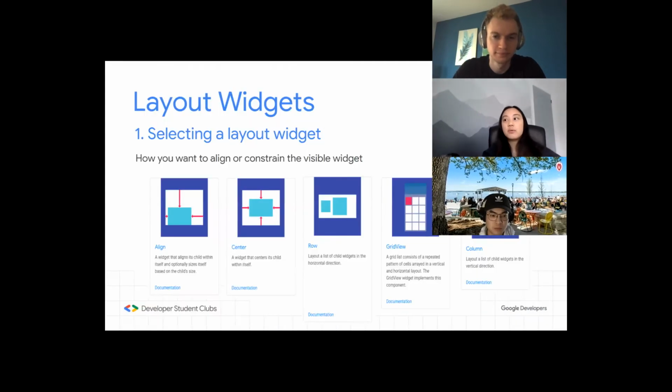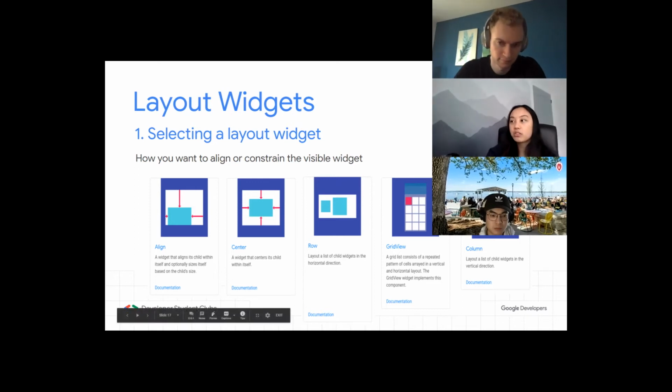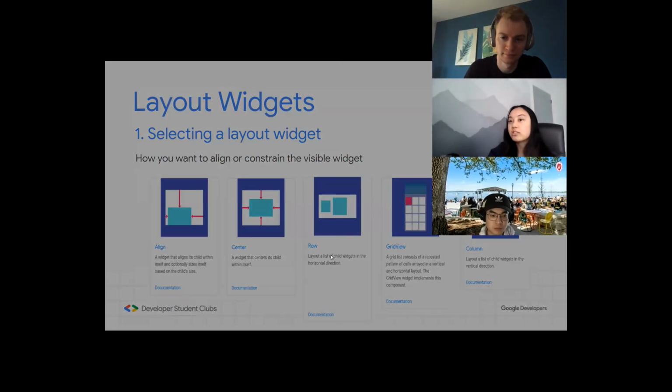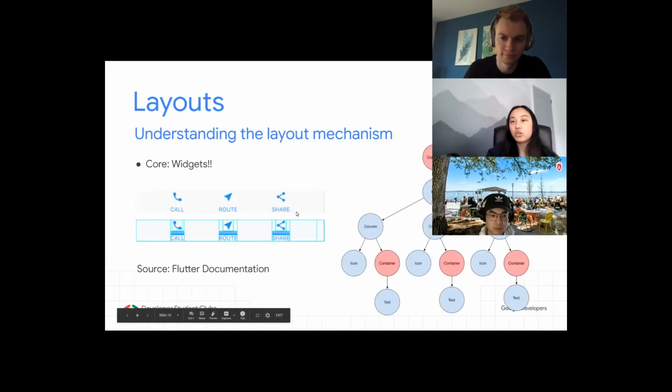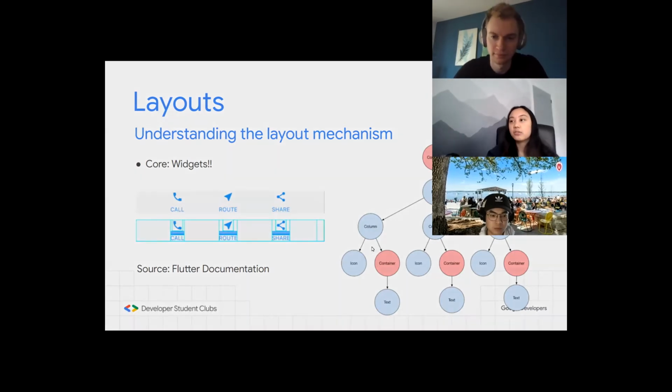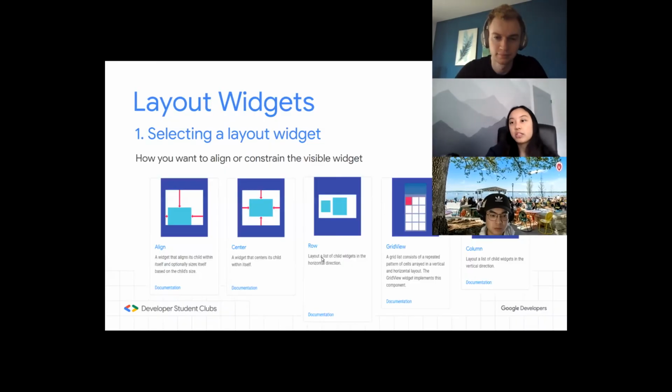So next, you would be selecting the layout widget. This is how you want to align or constrain the certain widget you have. So there are single widgets where you're only allowed to align maybe one certain widget, or there are multiple widgets, where you would put multiple widgets underneath it. In the example I gave previously, this is more of a multiple widget type of layout. Specifically, it's the row layout. So let me show it here. Rows would be a list of child widgets in a horizontal direction. So that's an example of using that.